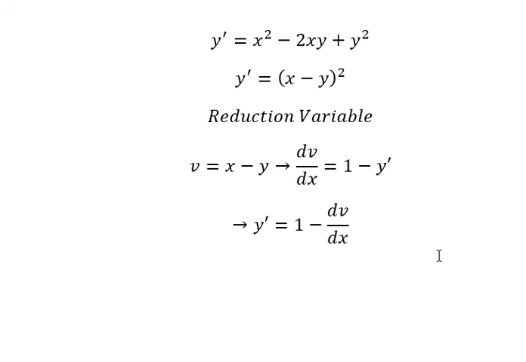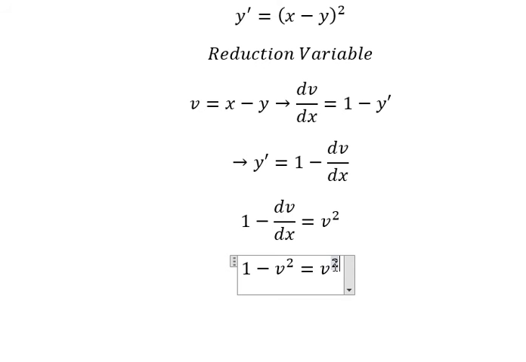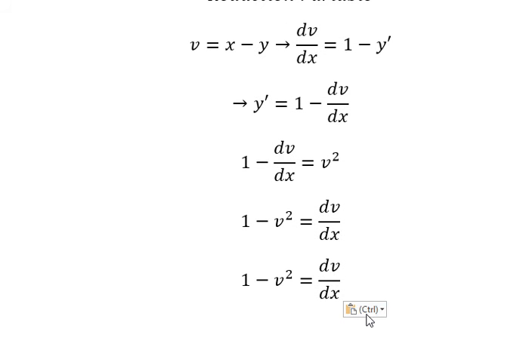Now this one we change to v, and this one we change to this one. Now this one I will put on the right and v square we put on the left. Next, dx we move to the left, and 1 minus v square we move to the right.